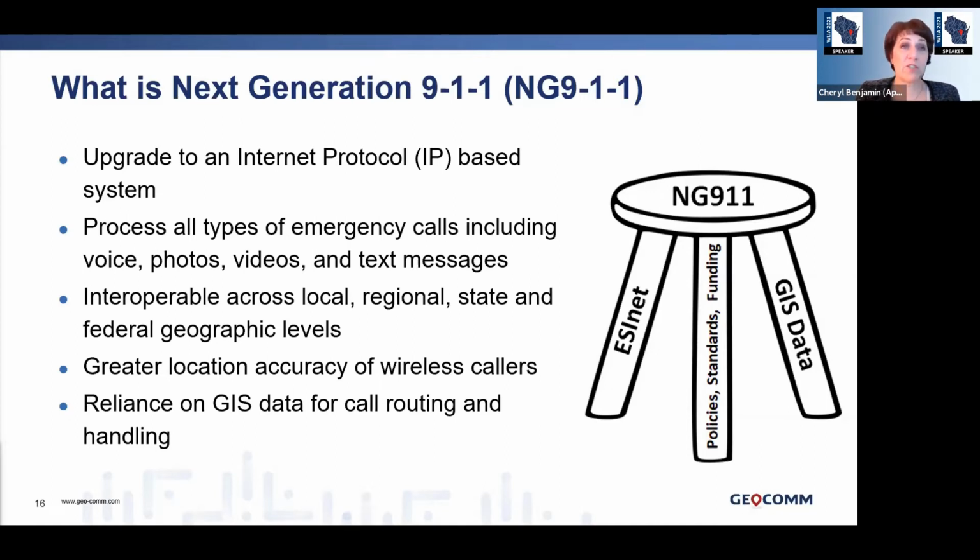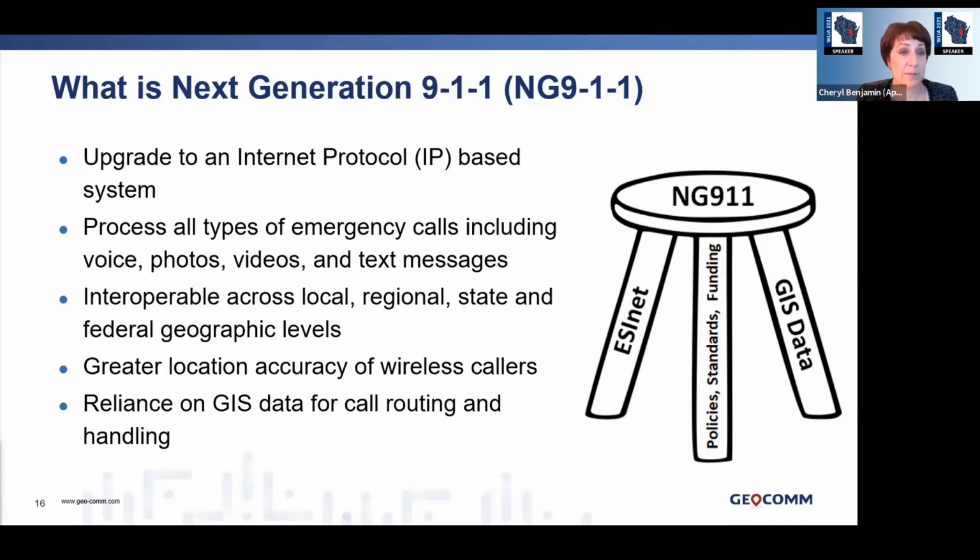I have this little graphic I made up, and I like this because it really points out that there are three foundational elements that are needed for NextGen. You probably heard quite a lot about the ESInet, that's your broadband network that connects the PSAPs and hosts the core NextGen 911 services. And then we have your GIS data, and that's how calls are going to be routed, using that GIS data to get the caller to the correct PSAP. But none of this really can work without your people and agreed upon policies and standards. And of course, you have to have adequate funding to support these.